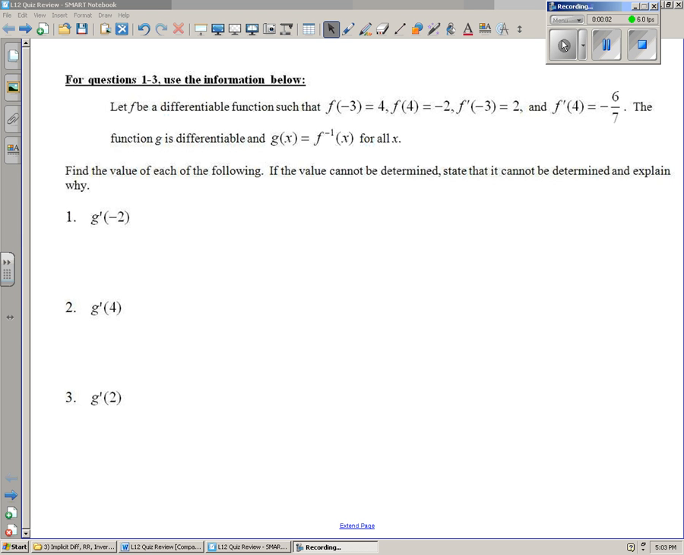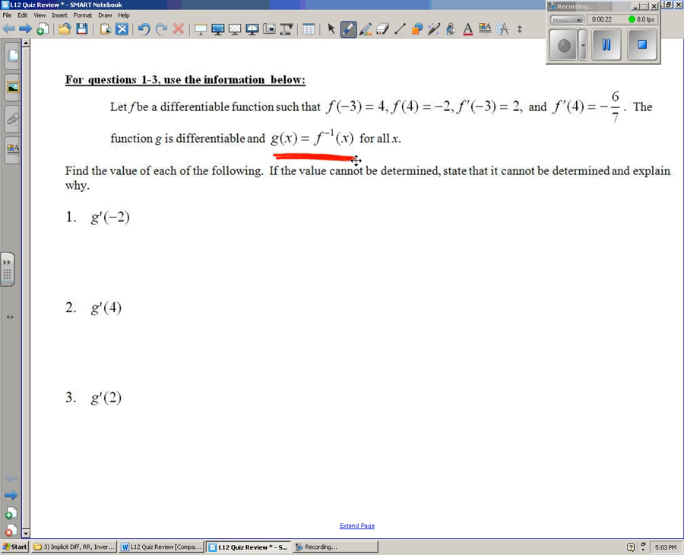Hi, this is a quiz review for related rates and derivatives of inverses. So questions 1 through 3, it says use the information below. It says let f be a differentiable function, and they give you this information. They say the function g is differentiable, and g is the inverse of f for all x.